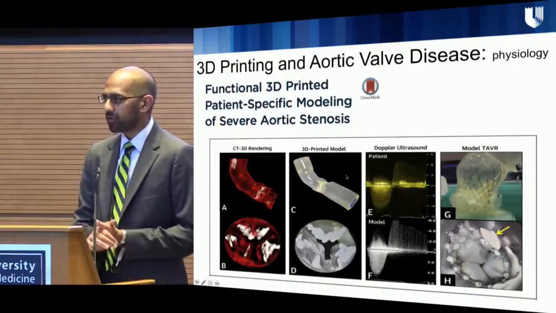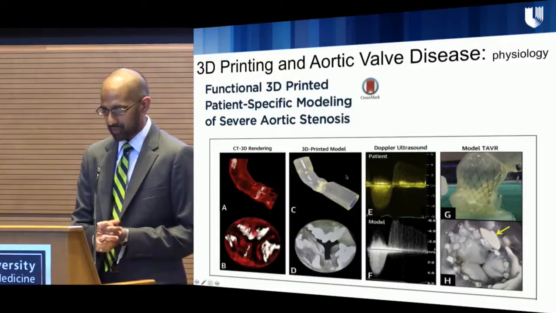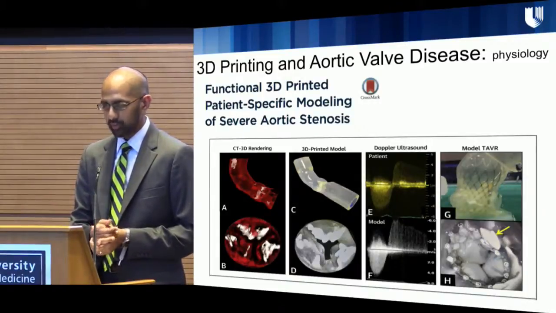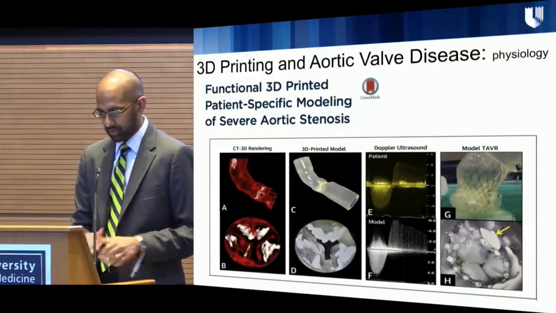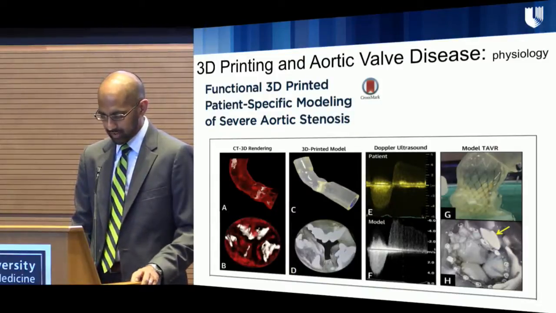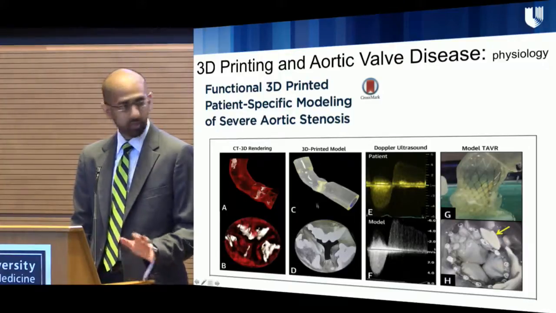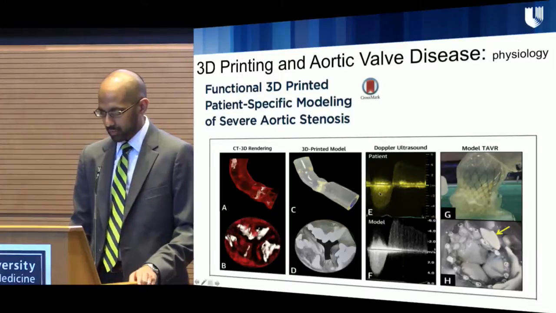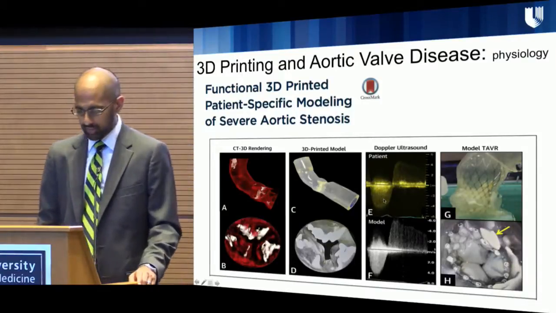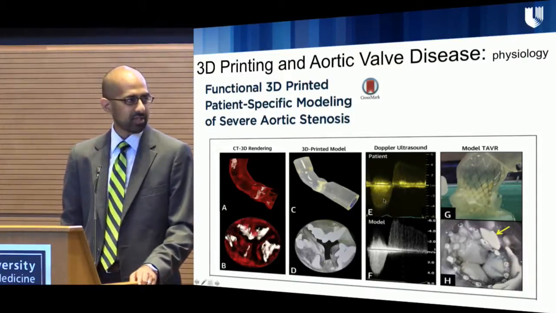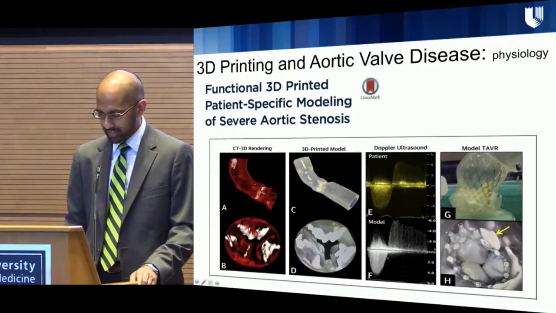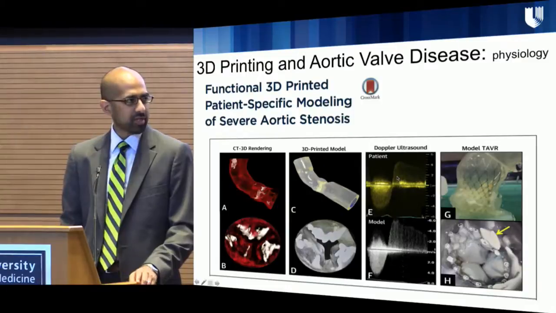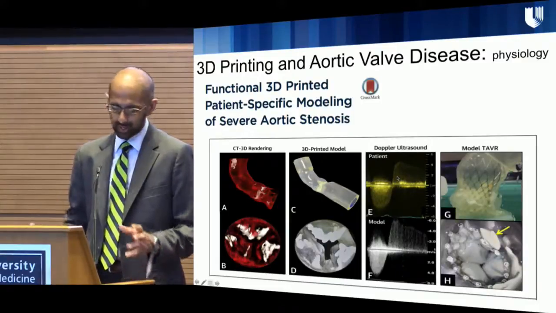This goes a little bit further. This is an actual demonstration of physiology, and this was done in a few patients at Methodist down in Houston. And so again, this is a CT, and you can actually see here's an aortic root and ascending aorta. Here's calcium on the leaflets. They printed it like the other group did, but then they actually TTE'd the patient and then TTE'd the model, and they actually showed that their gradients through the aortic valve were somewhat similar, and they hooked this up.